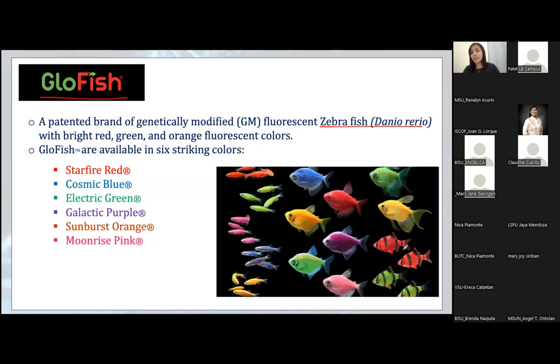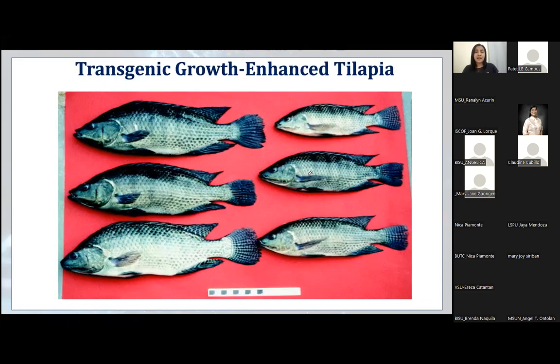So, nakakatuwa siya. So, a gene from another organism, for example, yung mga glow in the dark, yung nagpo-produce ng bioluminescence, yung gene that codes for bioluminescence, in-insert dito. Kaya yan, kita nyo, glow in the dark siya. Okay. Next, ito. Ayan, si transgenic growth enhanced tilapia.